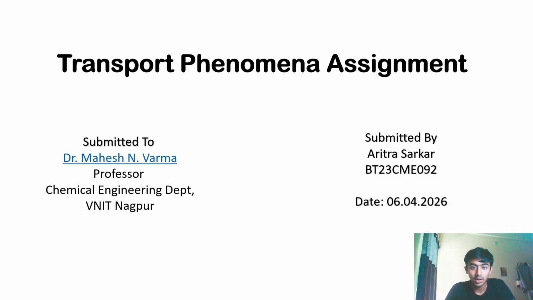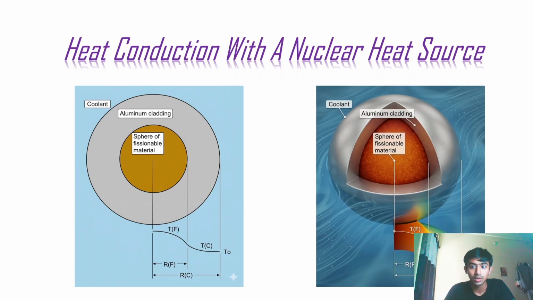In this assignment I will discuss heat conduction with a nuclear heat source. First of all, we can see this diagram with a spherical structure. This is a spherical fusionable material, and its outer surface has an aluminum cladding. These are two concentric circles, and outside, coolant is flowing to cool the temperature.